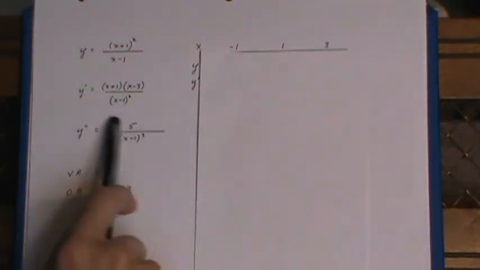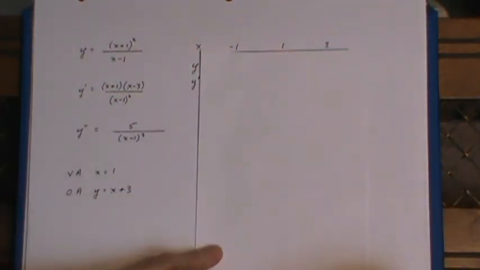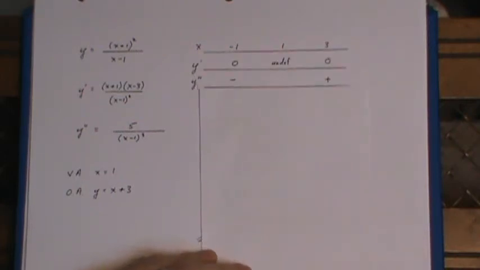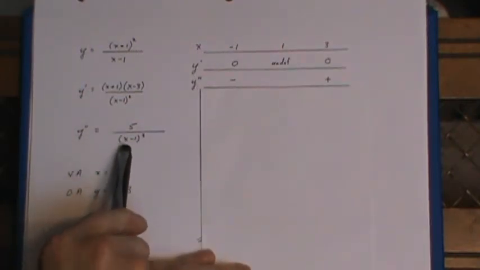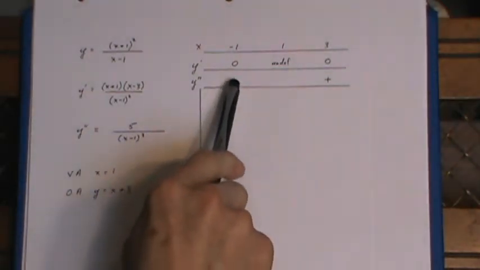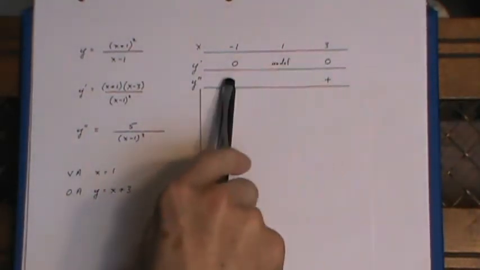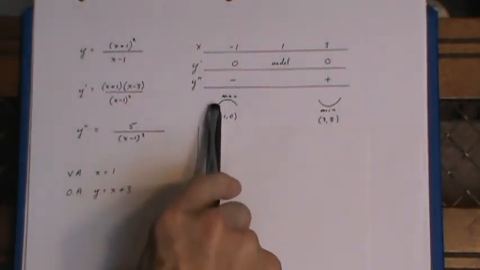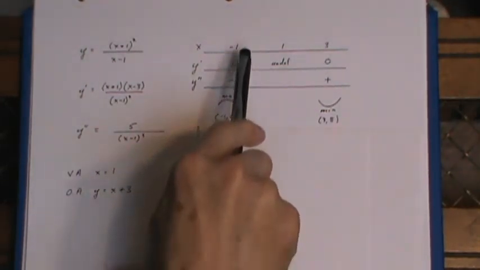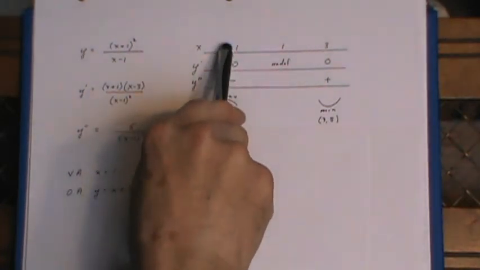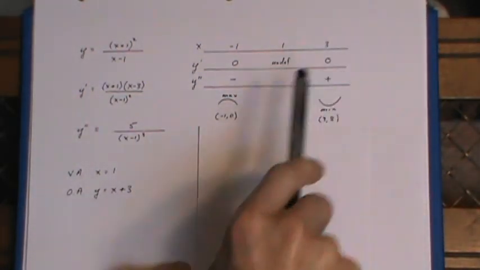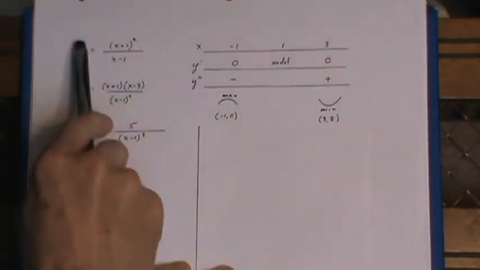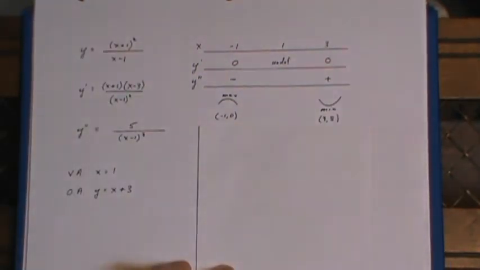A second derivative is never 0, so we don't have to worry about points of inflection here. But we do use the second derivative to decide whether it's positive or negative. We use that to figure out whether we have a maximum at negative 1 or a minimum at 3. Once again, I put these x values back into the original to get the y value.